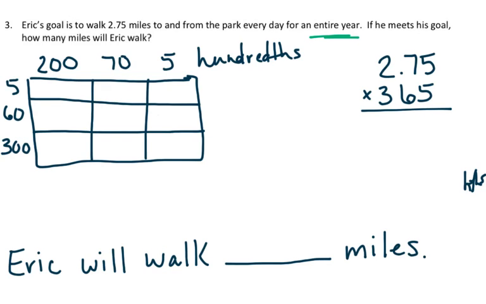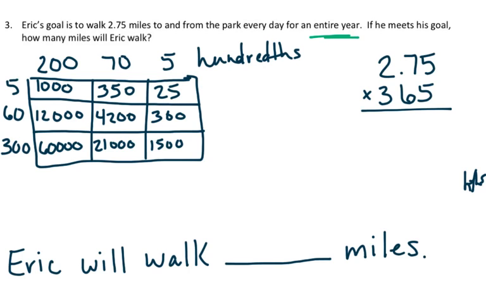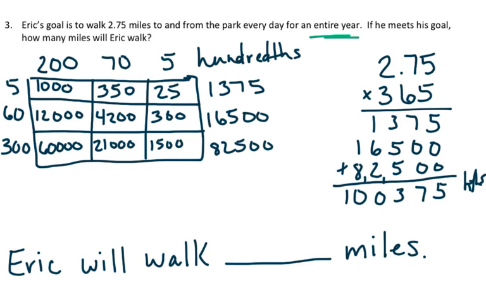So we have to find the partial product in each one of our rectangles in our area model. Okay, and once we have all of our partial products put in there, we're going to add them and transition them over to the standard algorithm. So when I add up my partial products, I get an answer of 100,375 hundredths. So when I'm writing that in the standard form, I'm going to be writing it with the decimal in there, and it's 1,003 and 75 hundredths miles. So Eric will walk 1,003.75 miles.